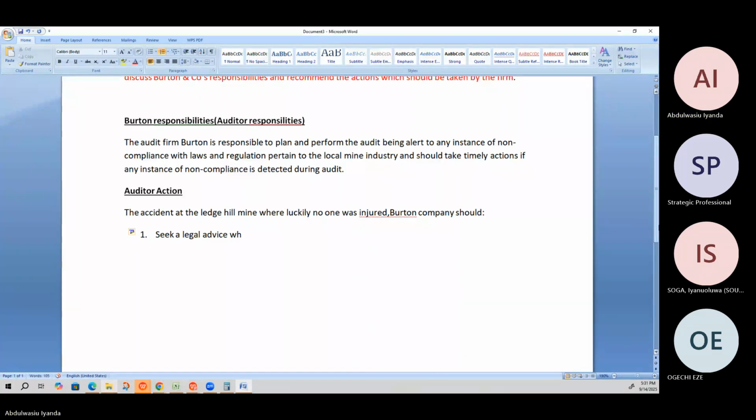Seek legal advice whether the incident is reportable to the regulator. Because to be honest, it's not everything that you need to tell them. For example, if you have a fire alarm at the office, you don't necessarily need to tell a regulator. It's not everything, but through legal advice, they will be able to advise us.